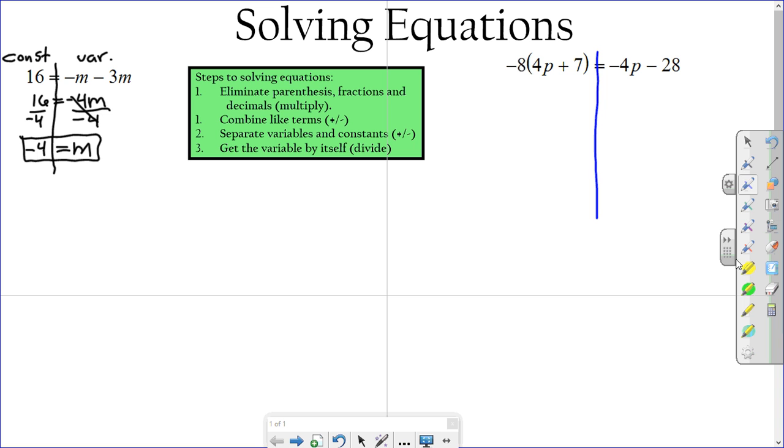I don't know if you noticed, but this is a parentheses. So the way you get rid of it is multiply everything. Everything should be multiplied by negative 8. So I'm going to do this.